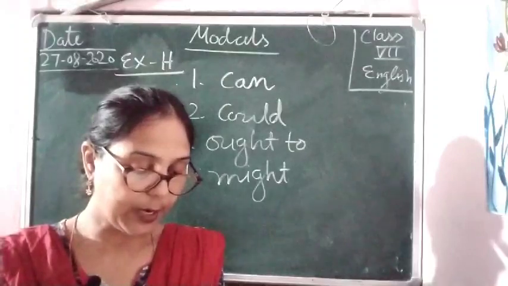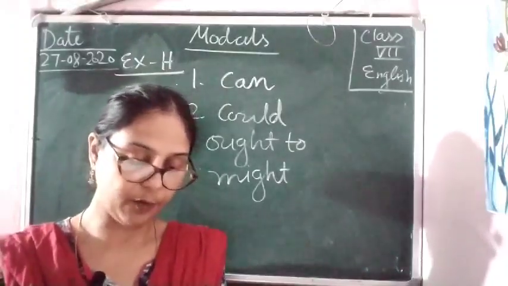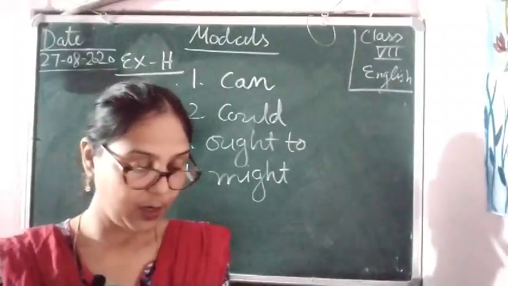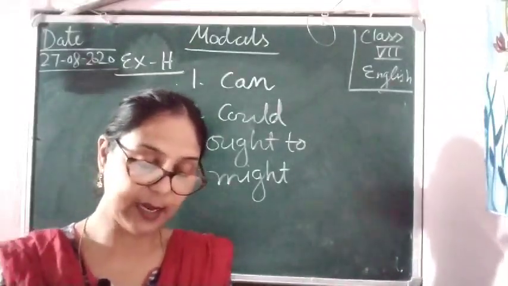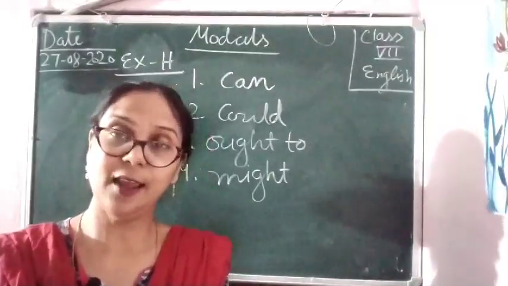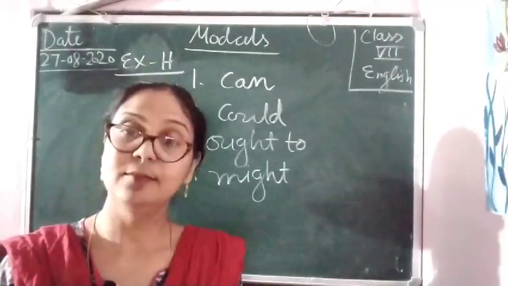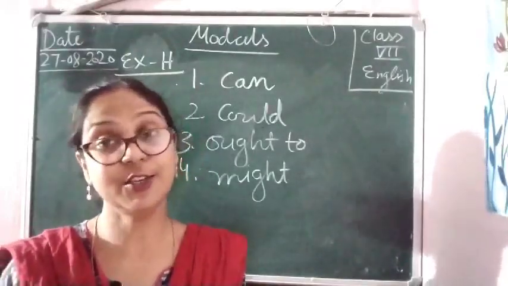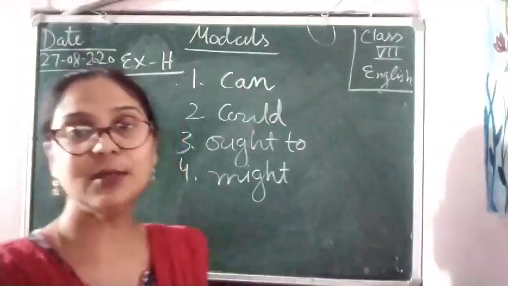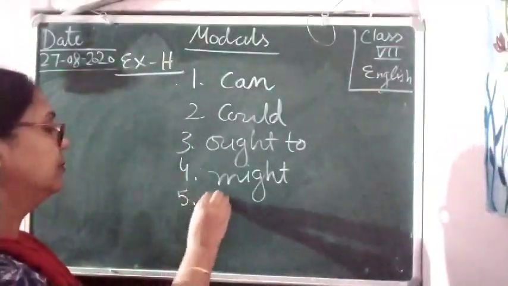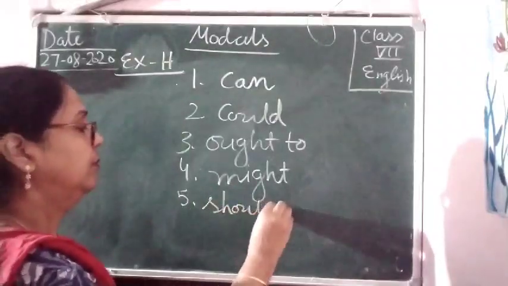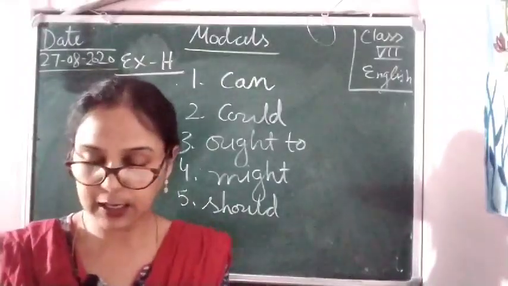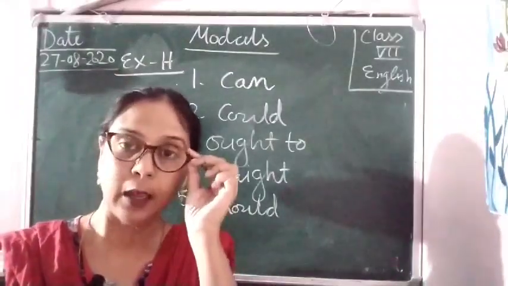Now fifth: you dash improve your writing skill if you want to excel in English. This is very important for you. The modals given in the bracket are might and should. Here there is a suggestion, so you will use should. So you should improve your writing skill if you want to excel in English.